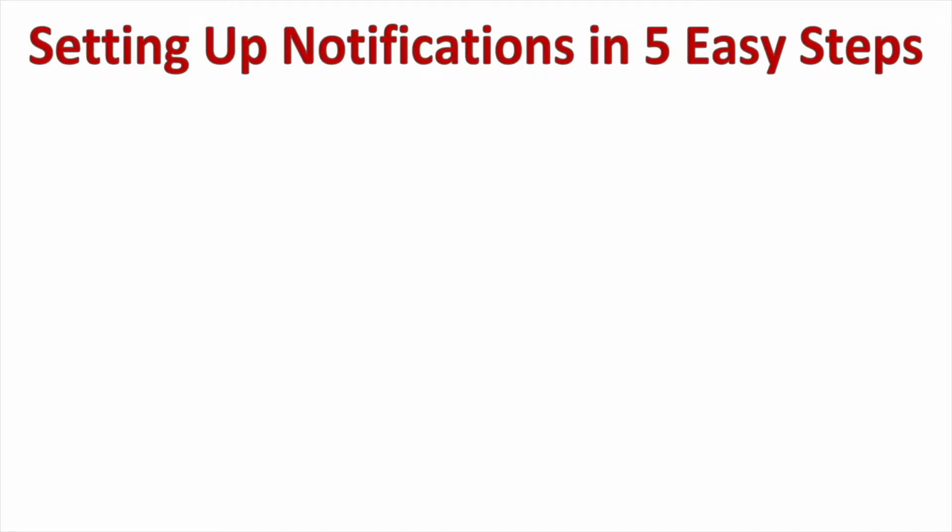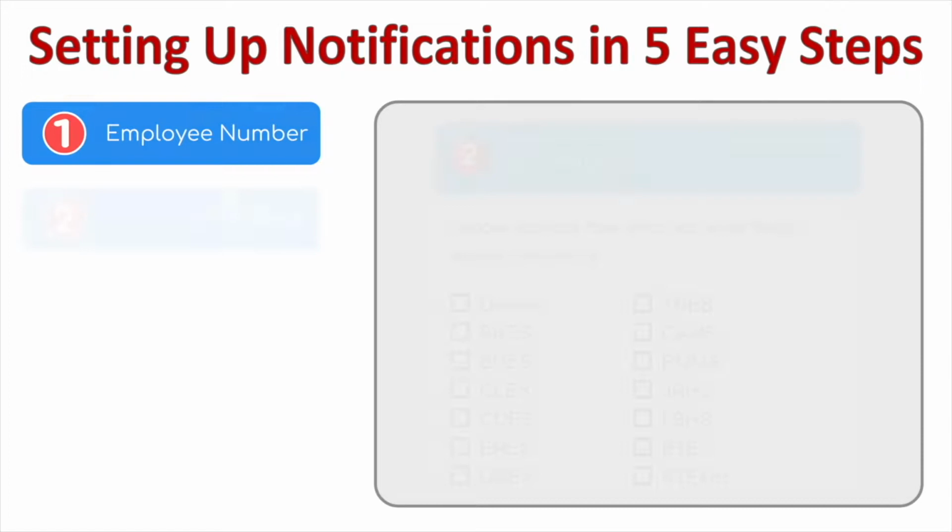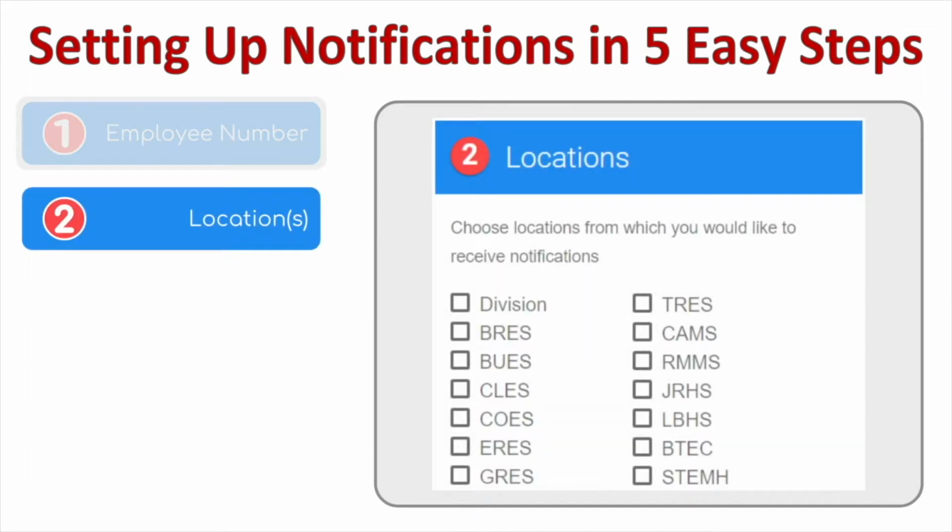When you get to the sign-in screen, you'll be able to set up notifications in 5 easy steps. First and most important is to retrieve your employee ID from the Munis self-serve portal and then click on the Retrieve Preferences link. Second, select the location or locations for which you would like to receive notifications.